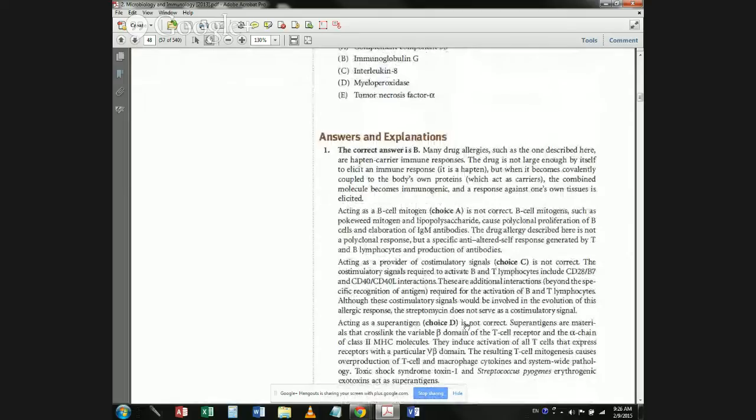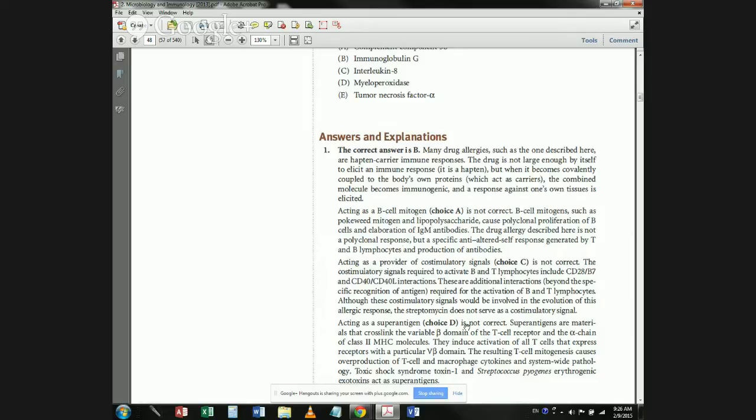Okay. So the correct answer is B indeed. Many drug allergies, such as the one described here, are hapten carrier immune responses. The drug is not large enough by itself to elicit an immune response as it is a hapten, but when it becomes covalently coupled to the body's own proteins, which act as carriers, the combined molecule becomes immunogenic, and a response against one's own tissues is elicited. So acting as a B cell mitogen is not correct.